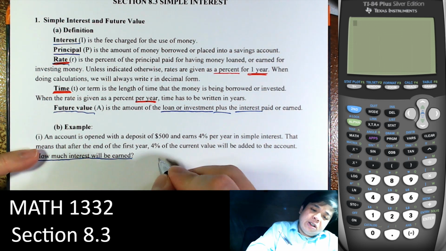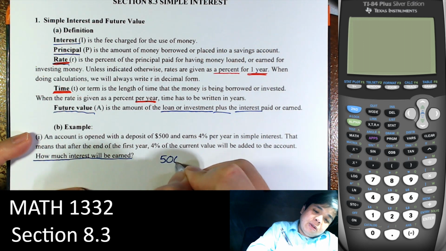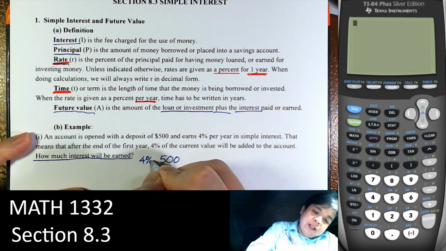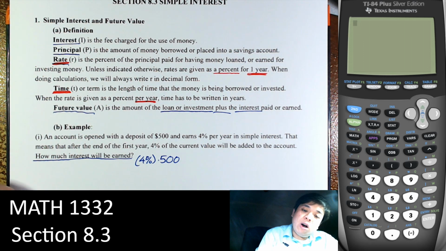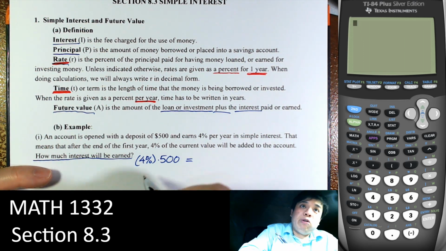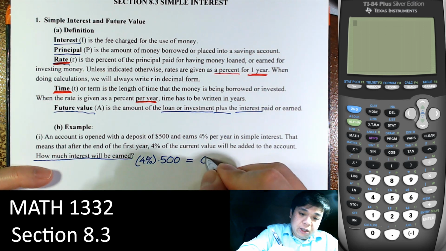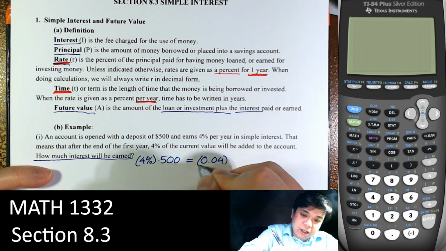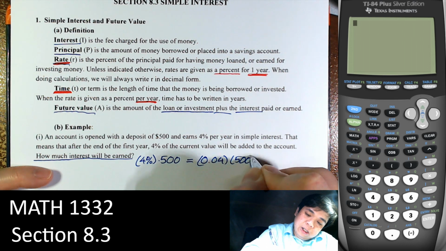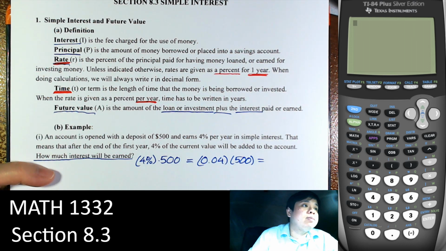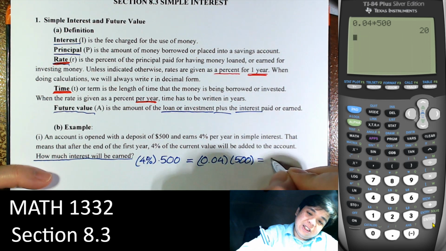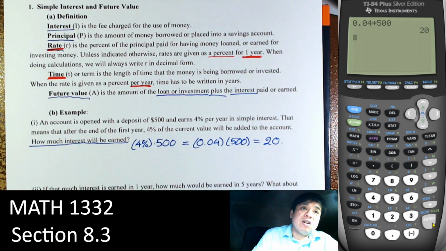Now this is obvious. We have 500 and then 4% of that 500 is the interest. So 4% we convert to decimal, 0.04 times 500. That gives us $20. So the interest is $20.